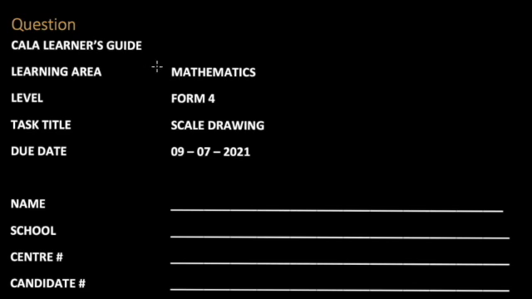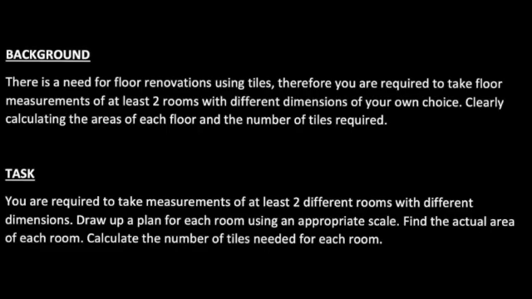So this is what it would look like. You have this part here, where you fill in your details, and then they give you a background and a task saying this is what we want you to do. The background was that there's a need for floor renovations using tiles. Therefore, you're required to take floor measurements of at least 2 rooms with different dimensions of your choice. You can choose a sitting room, a dining room, or your own bedroom. If you don't have one, you can still make up rooms if you want.